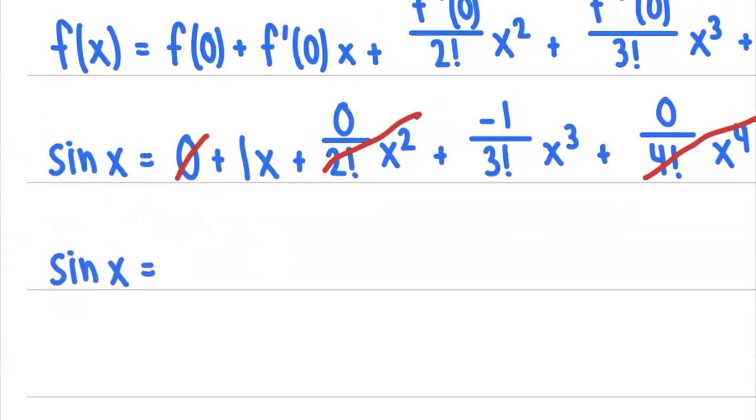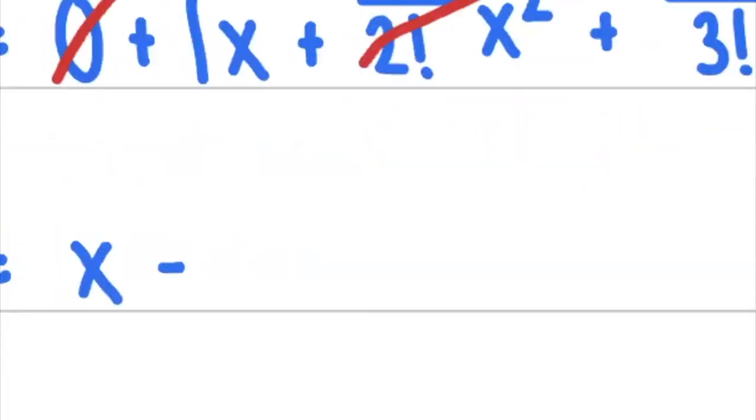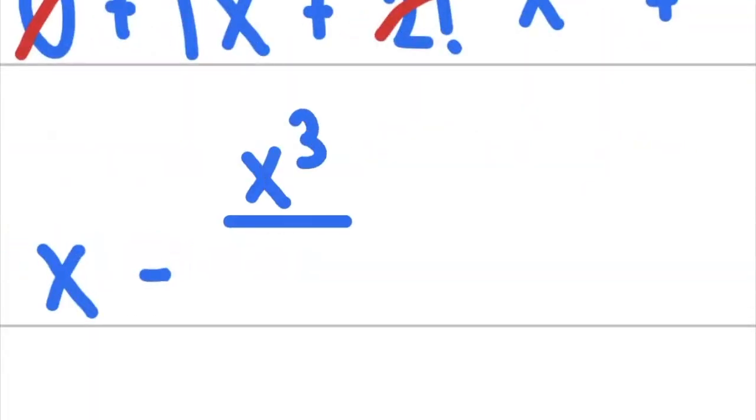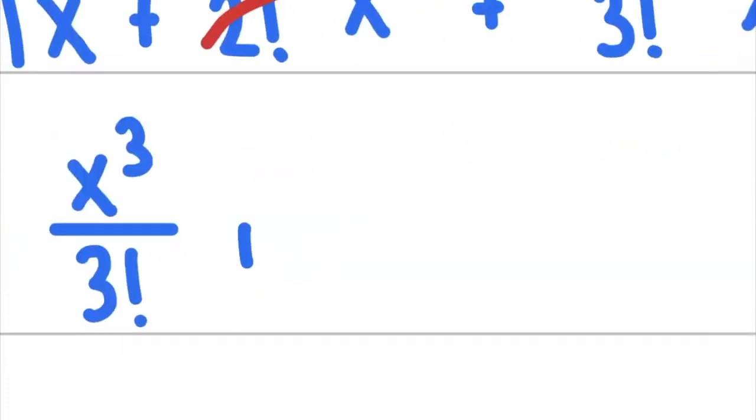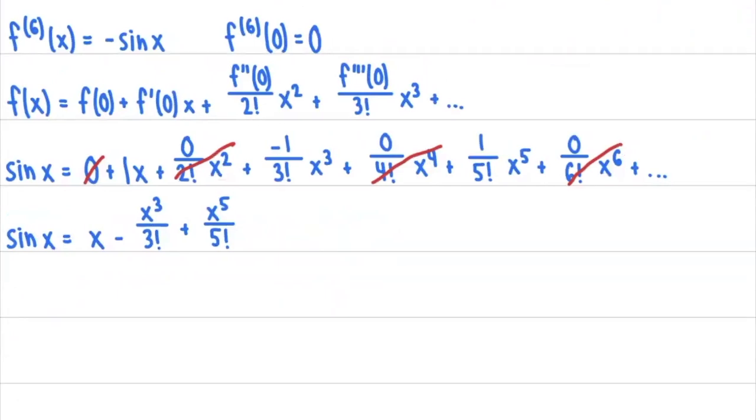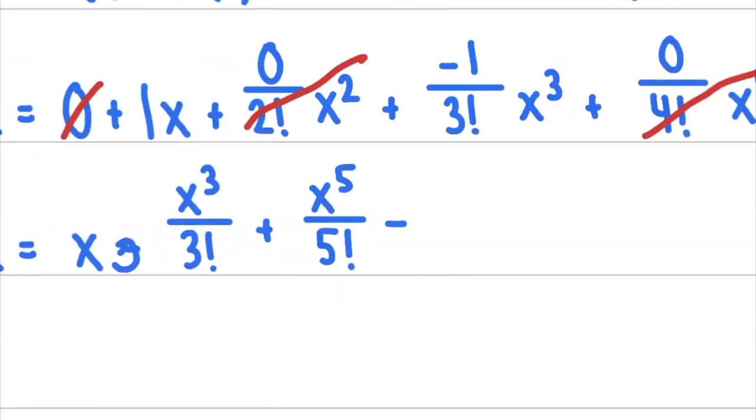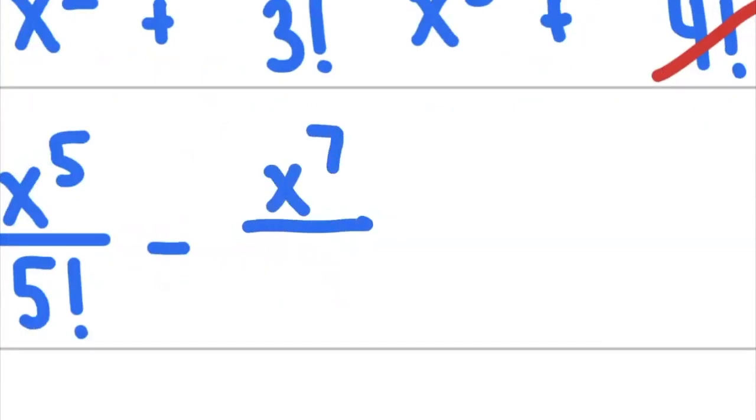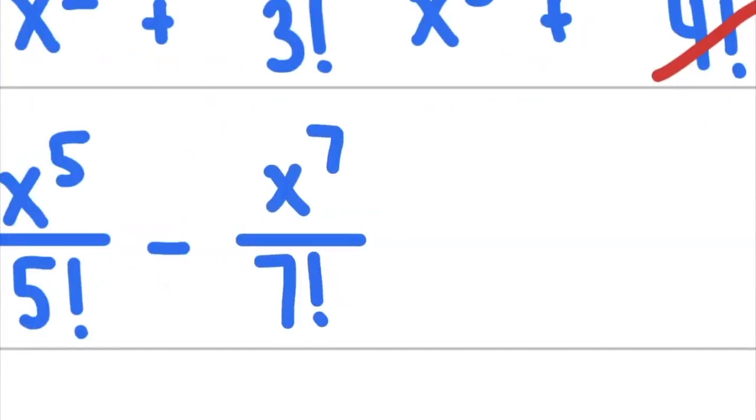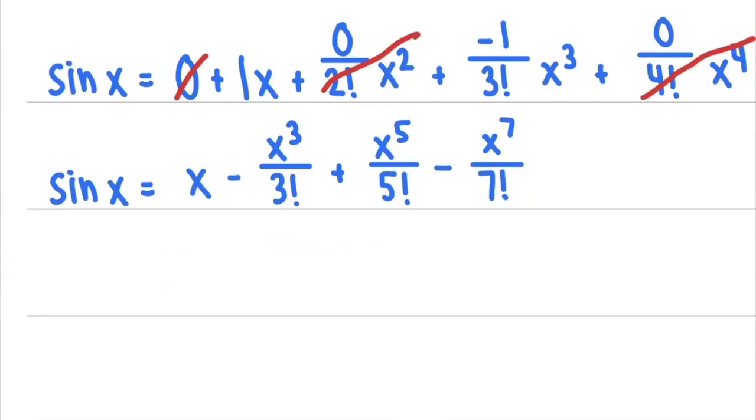So we're left with x minus, I'm gonna put the x cubed in the numerator, so minus x cubed over 3 factorial plus x to the power of 5 over 5 factorial. And I don't have the next one, but you can guess it's going to be minus because the sign's alternating. Let me bring that minus a little higher. So minus x to the power 7 over 7 factorial. And yeah, that goes on and on.